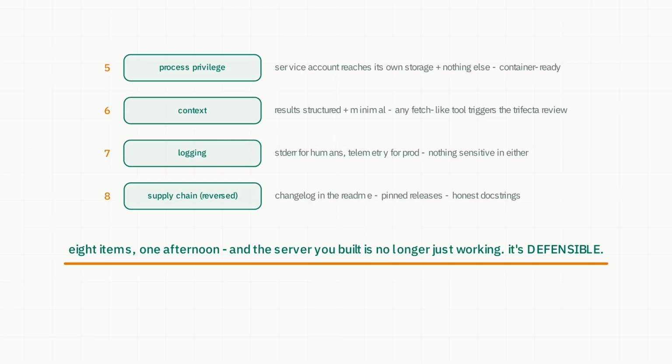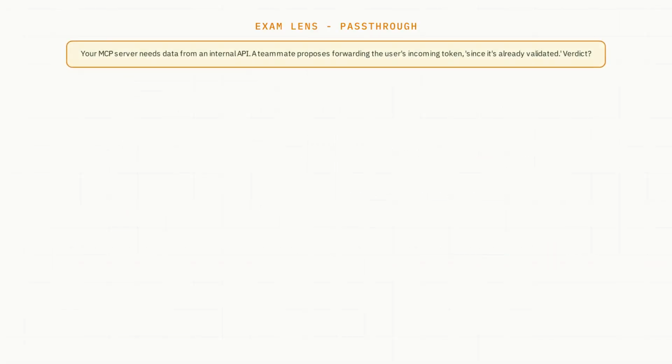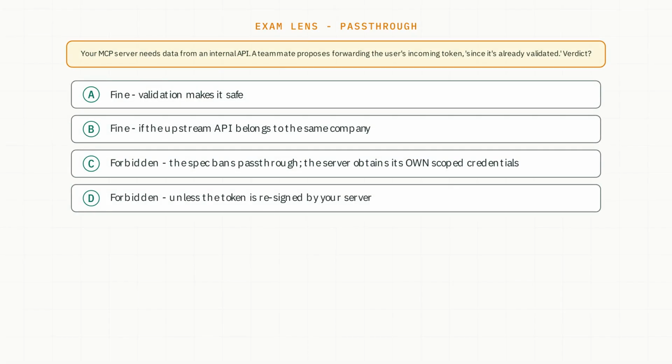It's defensible. Chapter 13, the lenses, 1 per battlefield. First, your MCP server needs data from an internal API. A teammate proposes forwarding the user's incoming token, quote, since it's already validated. Verdict. Options: fine, validation makes it safe. Fine if the upstream API belongs to the same company.